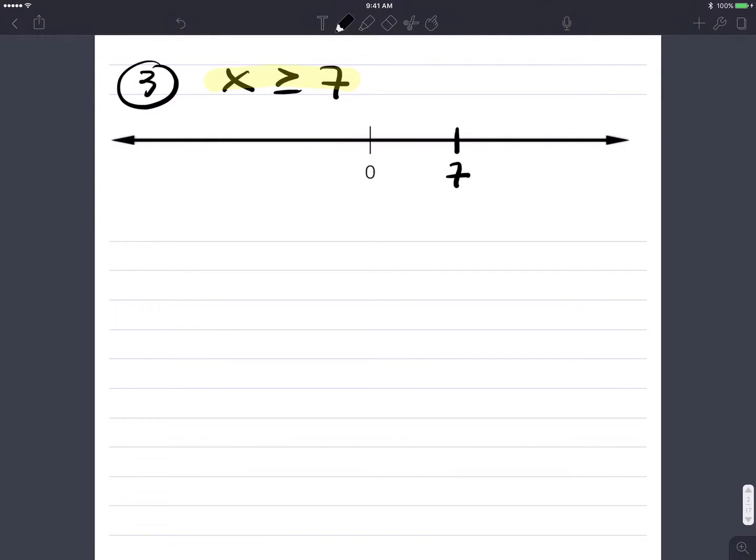Numbers that are greater than 7 live to the right of 7. We're now going to shade all the numbers to the right of 7 because that's describing the numbers that are greater than.